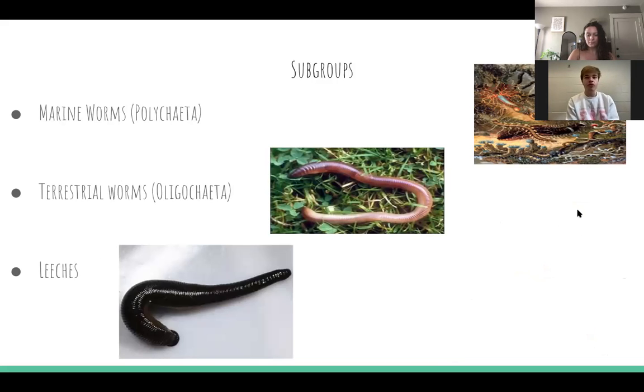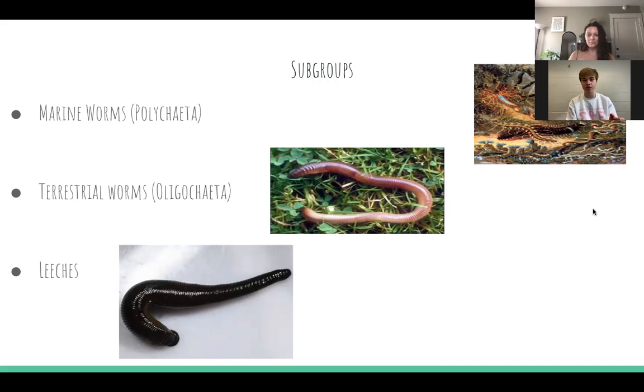Going into the subgroups, we're starting with the marine worms. As I said earlier, most of them are marine worms. They're called polychaetes. And on the right, you can see the picture of a couple different variations of worms in that picture, but they're all polychaetes. And then the other group is the terrestrial worms, and they're called the oligochaetes.